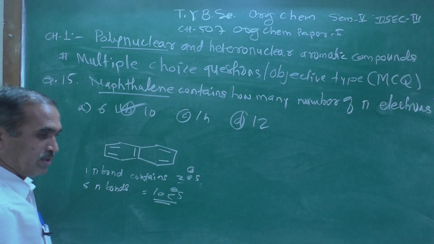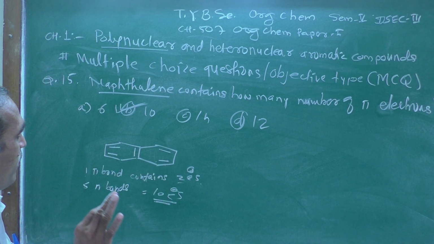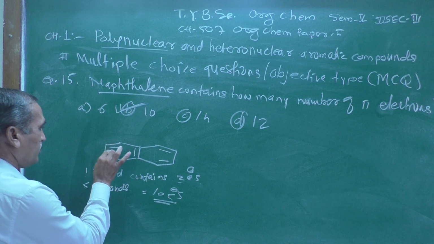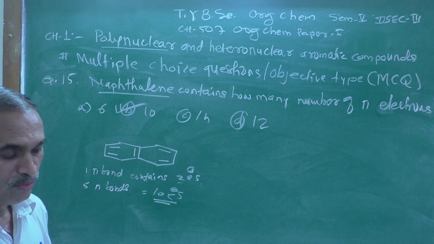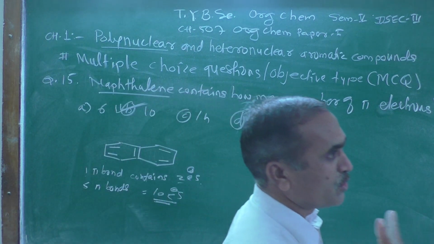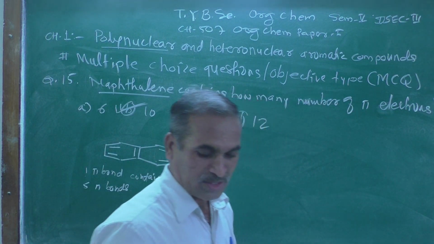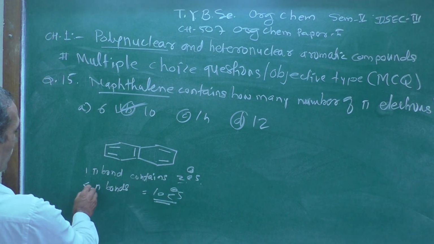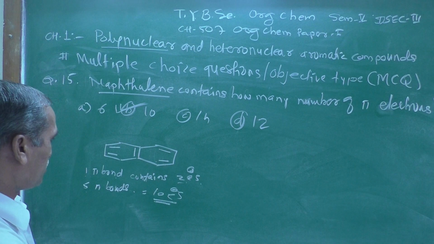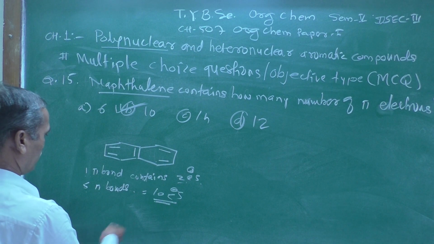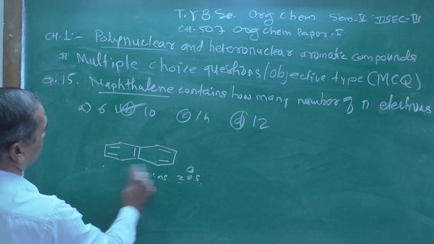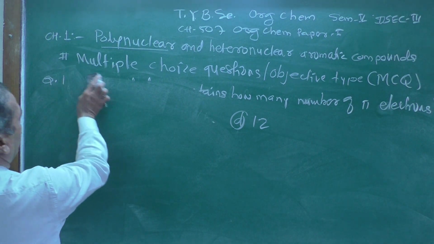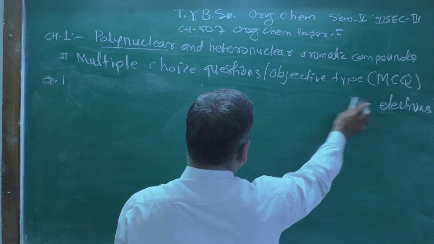But one should know the structure of naphthalene, and you must know again, one pi bond contains 2 electrons. Therefore, for 5 pi bonds you have to multiply 5 by 2, and you will get 10 electrons. So that's the answer. Now let us look at the next multiple choice question.